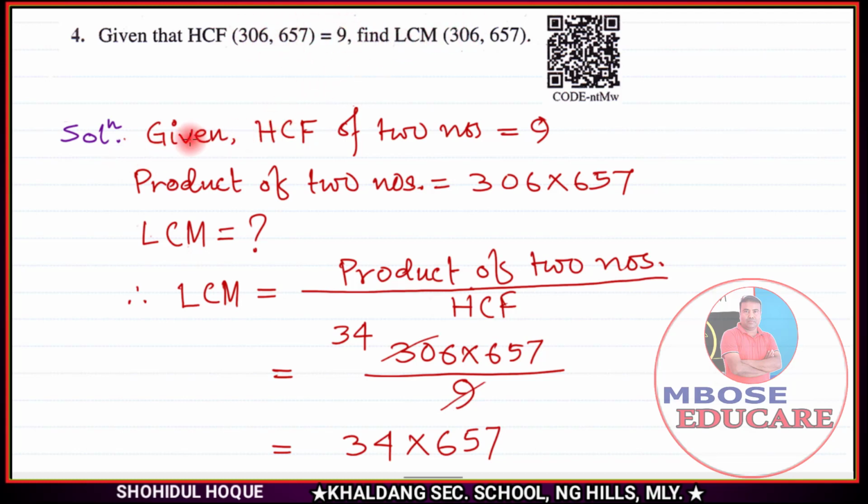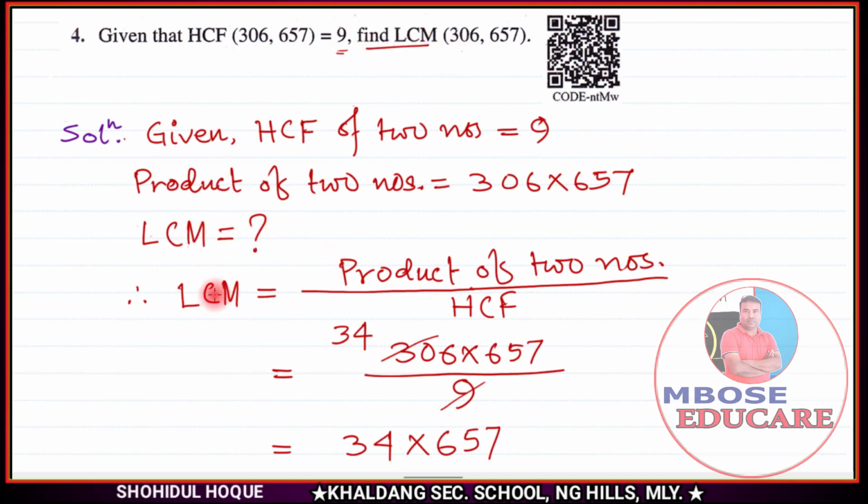Let's solve it. First of all, we have to write, already I have solved here, just we have to understand from here. Given, what's given here? HCF of two numbers equal to 9 is given. Product of two numbers, that we have to find out. Product of two numbers means which numbers are given, we have to find the product of these. Okay, 306 into 657. Now we have to find out LCM. Find LCM. So LCM equal to question mark.